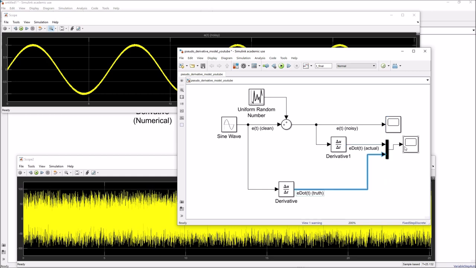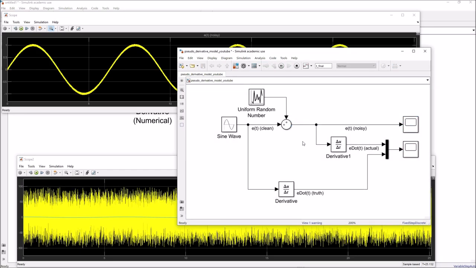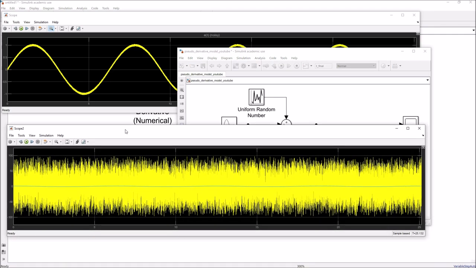Does that make sense, what we're doing? This scope here, the bottom one, is going to show both of the signals. So again, let me run this so we can see them. And here you go.